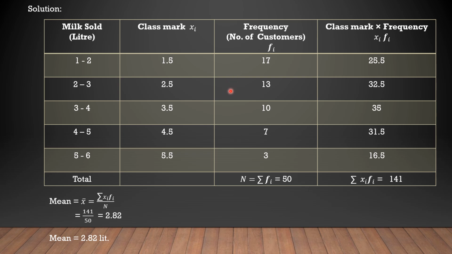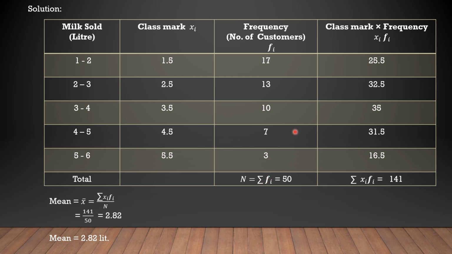Then we calculate n. So n is equal to summation of Fi. Here we add all the terms: 17 plus 13 plus 10 plus 7 plus 3. So n, which means summation of Fi, is equal to 50.